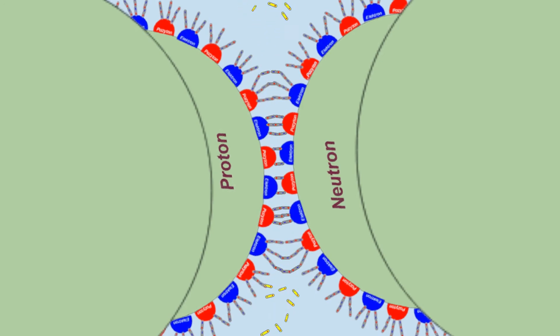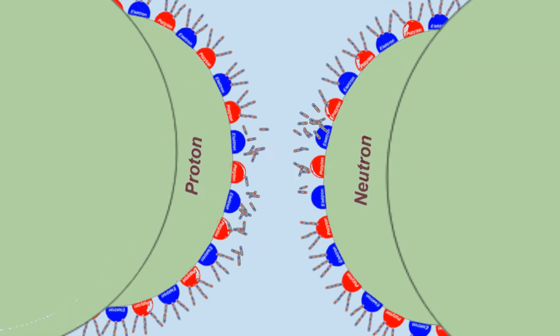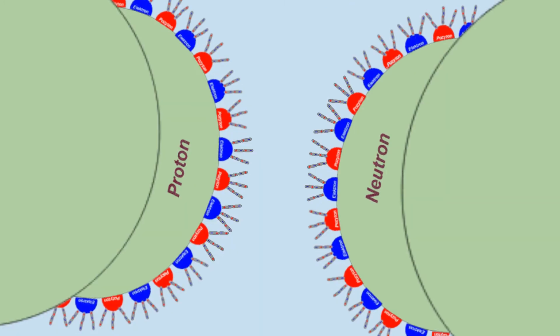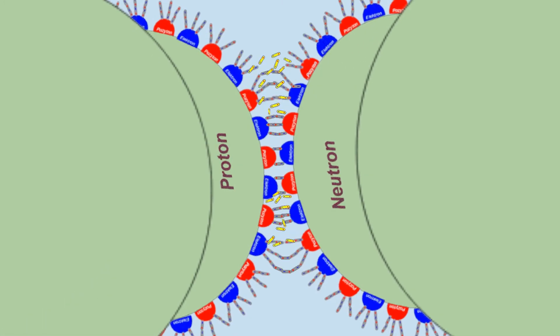Let us watch a simplified animation of combining a proton with a neutron. In the animation we can see that already in the phase of direct contact of the nucleons, surface positrons, red, and electrons, blue, quite accurately match. This results in a very tight association of nucleons.